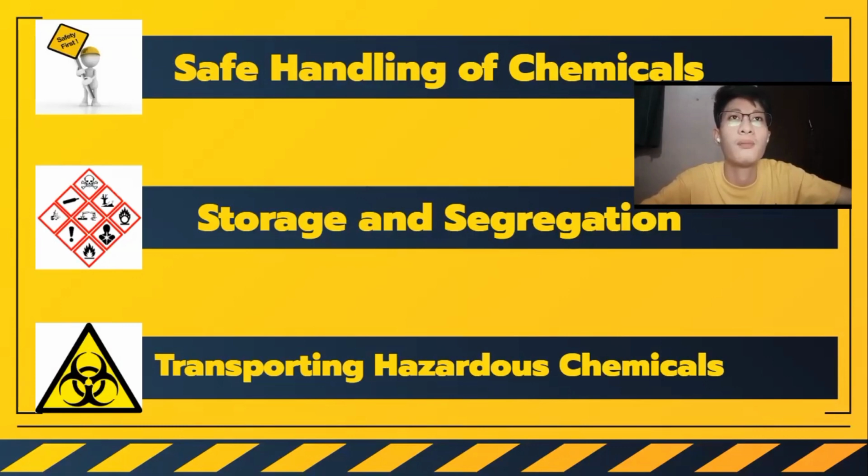Proper signage should also be used to identify chemical storage areas and to provide emergency information in case of spills or accidents. Regular inspection and maintenance of storage areas are also necessary to ensure that chemicals are stored safely and securely and to address any potential hazards or risks. Examples of incompatible chemicals include acids and bases, oxidizing agents and reducing agents, and flammable and combustible substances.